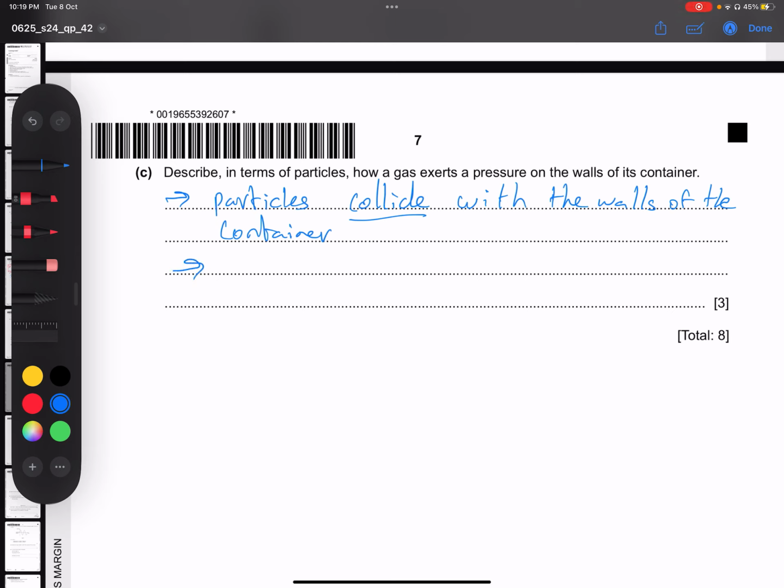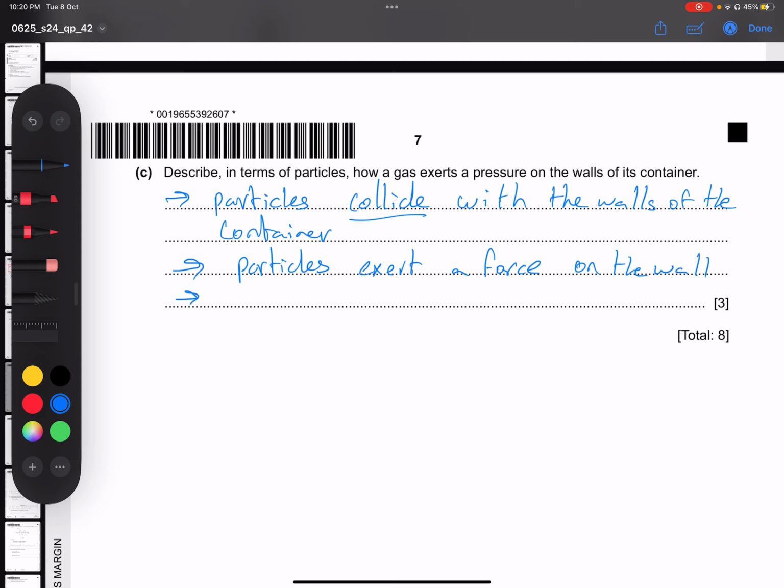Secondly, these particles, when they collide, cause a change in momentum, or they exert an impulse on the walls of the container. Or you could say they exert a force on the wall, since the rate of change of momentum is just force. So when a change of momentum is exerted on the wall over a period of time, a force is exerted on the wall. Since the particles keep colliding, there is a sort of pushing force exerted on the wall. So particles exert a force on the wall.